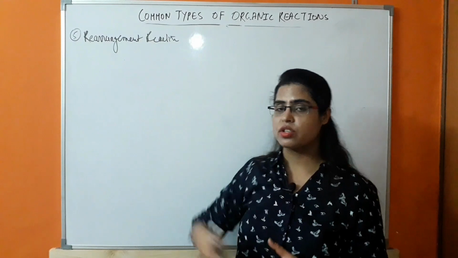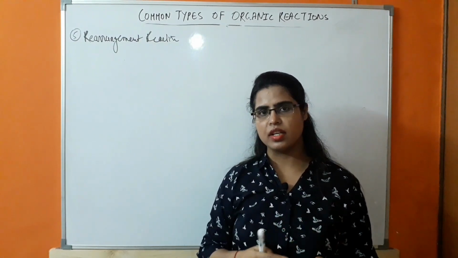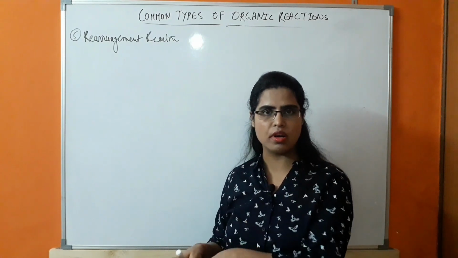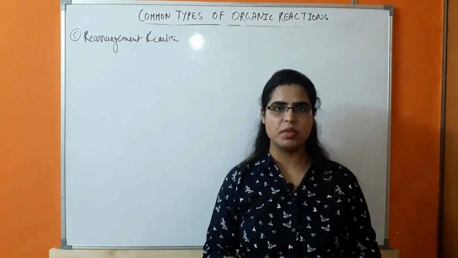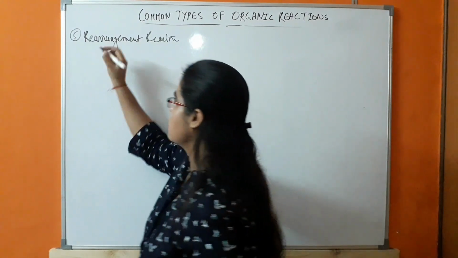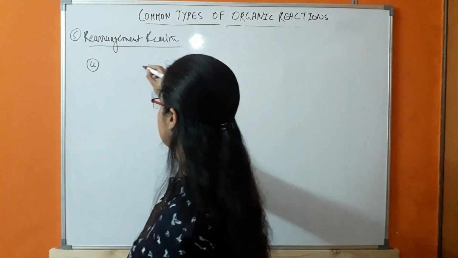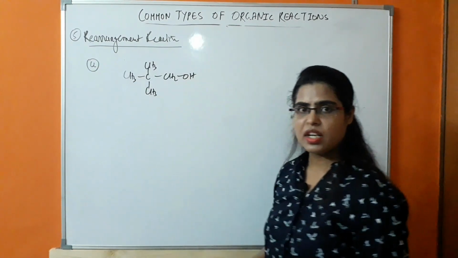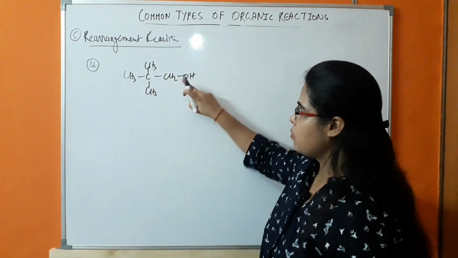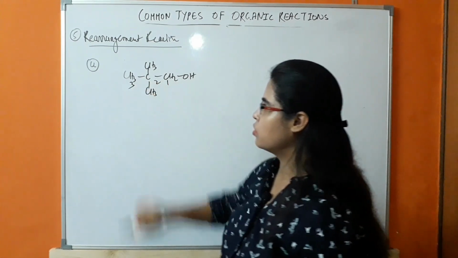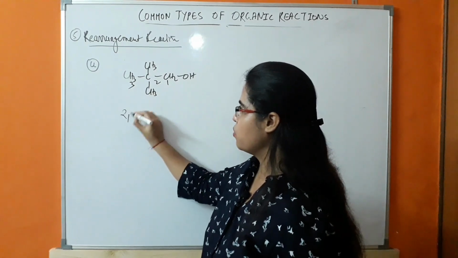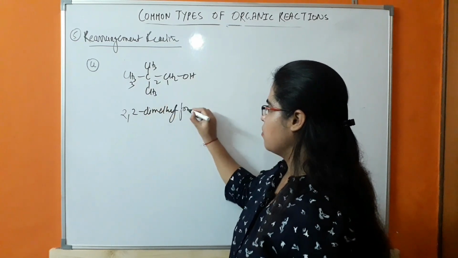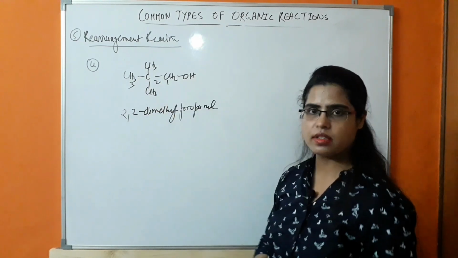Next is rearrangement reaction. In rearrangement reaction, there will be a migration of atoms or group of atoms from one atom to another atom within the same molecule. This is known as rearrangement reaction. So the first example is this: what will be the IUPAC name for this compound? Naming will be done from this position 1 2 3. So there will be 2,2-dimethylpropanol. Okay, this is the example.